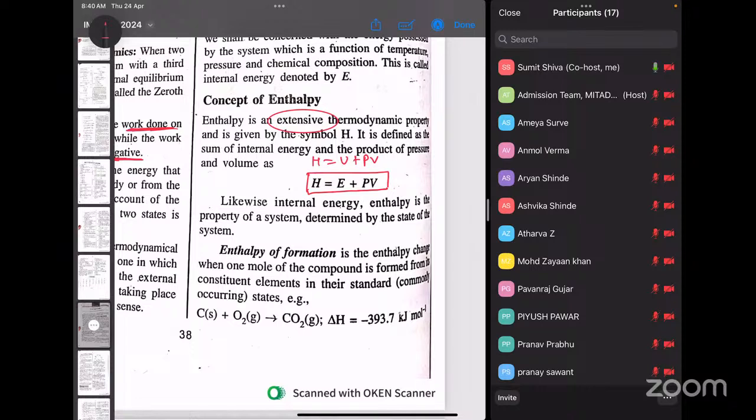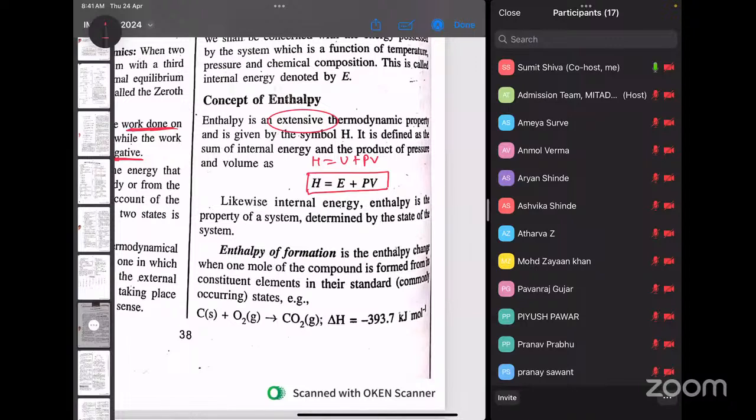What do you think about number of moles? Intensive or extensive? Extensive. Definitely extensive, because number of moles is given amount divided by molar mass. As you increase the given amount, number of moles will increase. So this is the concept for intensive and extensive property.